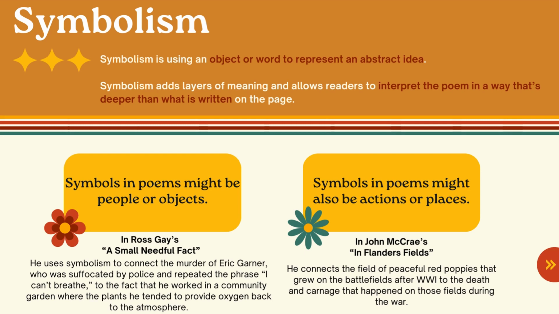Now, similarly, symbolism is using an object or word to replace an abstract idea. Symbolism adds layers of meaning and it allows us as readers to interpret the poem in a way that's much deeper than what's written on the page. So, symbols in poems could be people or objects.